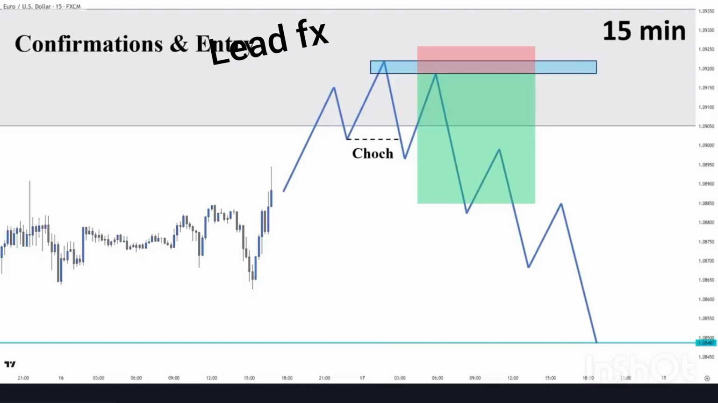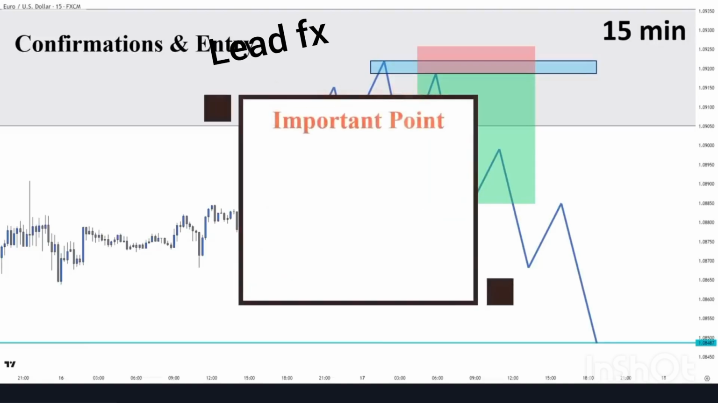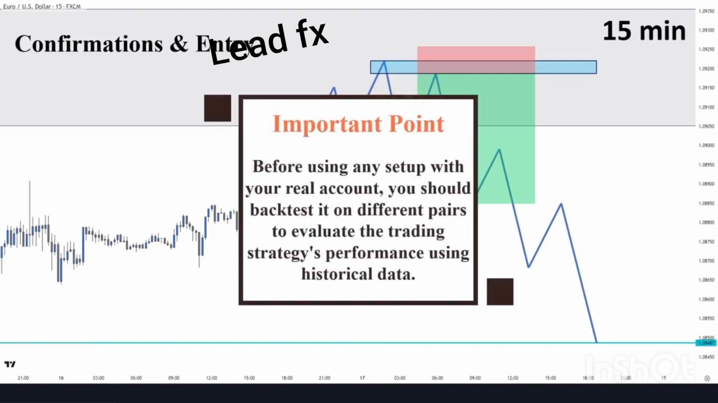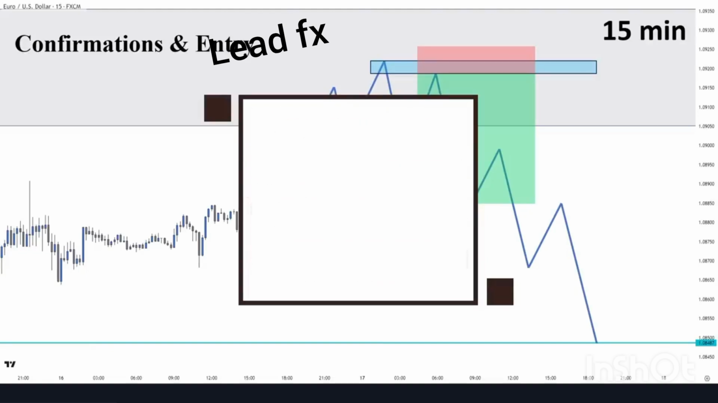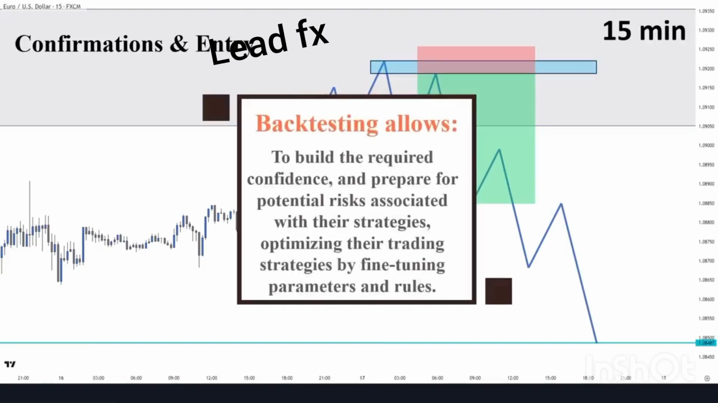Now, this setup was just an example of how to enter a trade, and you could use multiple price actions or smart money strategies to enter the market. But remember, before using any setup with your real account, you should backtest it on different pairs to evaluate the trading strategy's performance using historical data. Backtesting allows traders to build the required confidence and prepare for potential risks associated with their strategies, optimizing their trading strategies by fine-tuning parameters and rules.